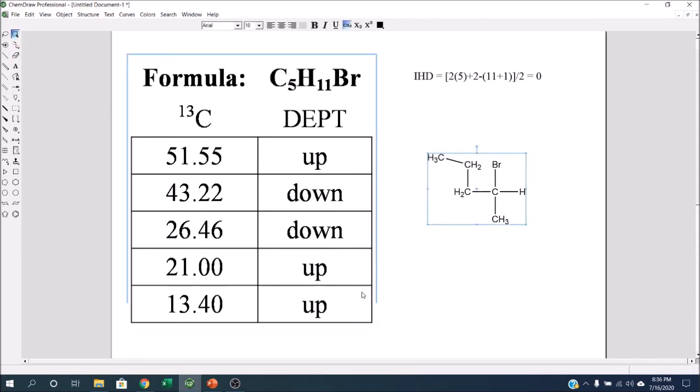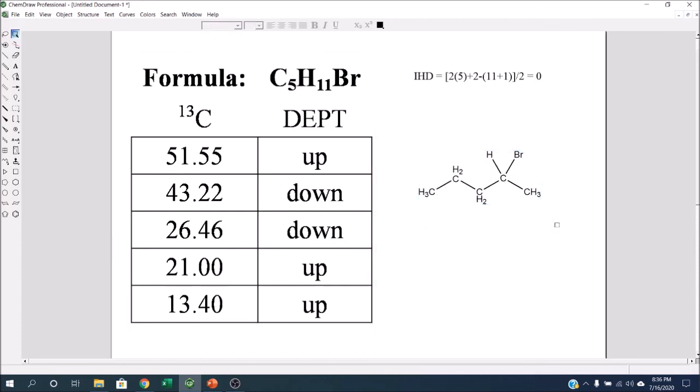Now let's clean this up. There we go. I like that structure more. Let's see what the DEPT experiment would tell us. This carbon we would expect to be the most deshielded because it's directly underneath the bromine. It has a value of 51.55. The DEPT experiment tells me that it's up, which means that it's a CH group or a CH3, but unlikely to be a CH3. The next highest shift value would be one of the carbons adjacent to the carbon carrying the burden of the bromine. That's this one at 43.22, and that would be down. That's the CH2 group. That makes sense.